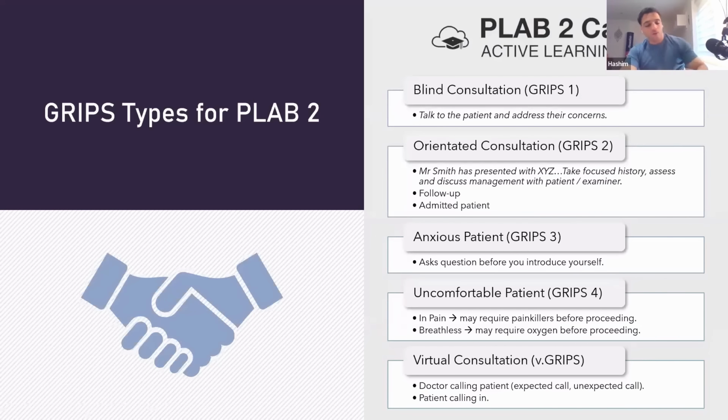Stefo, the website that talks about GRIPS, talks about 2 or 3 different types of GRIPS. The first one is first presentations. The second one is an admitted or follow-up patient, so it's like a second presentation or a follow-up. Instead of organizing like that, I've organized it as a blind consultation and an orientated consultation.